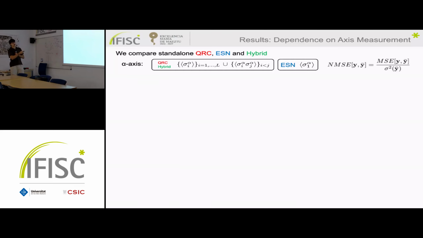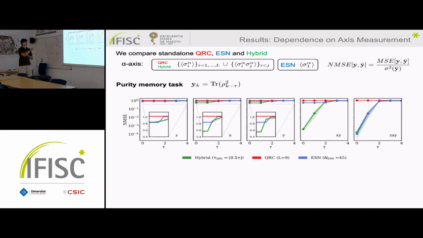And so from now on, we consider the normalized mean squared error as the metric, so the closer to 0, the better. To see this, we perform a simple nonlinear task, which is the purity memory task, that is recalling the purity at delay tau. And we do it for different sets of observables. We can see that, represented by this red line, the quantum reservoir computing, as expected, fails in all situations.